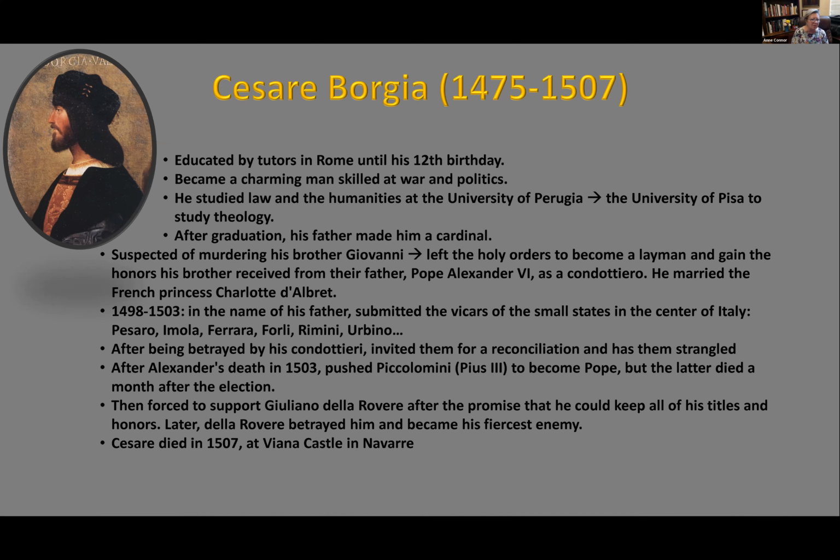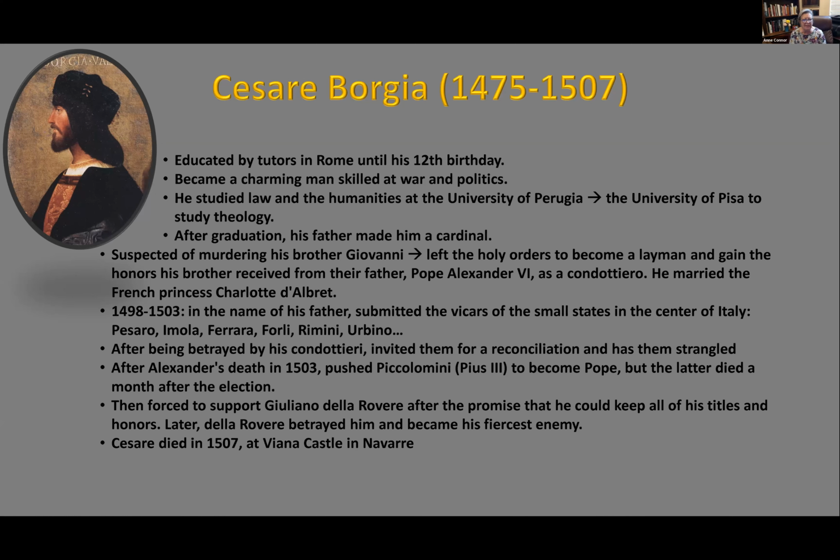He has been suspected by most of murdering his brother Giovanni, and after his death, he left the holy orders to become a layman and gain the honors his brother received from their father as a condottiero. He married the French princess Charlotte d'Albret.